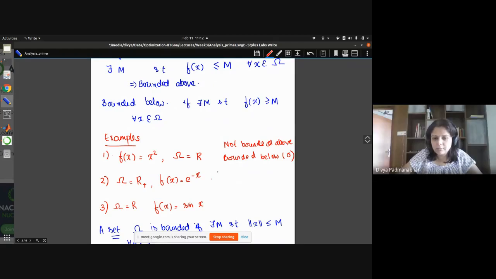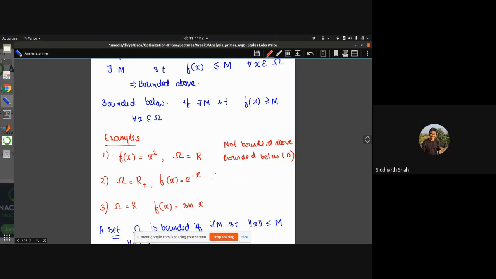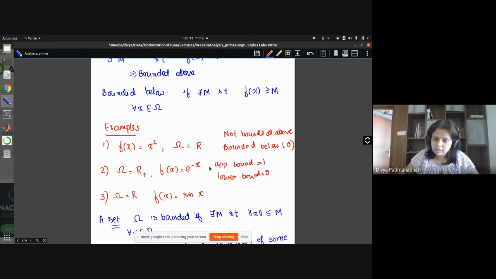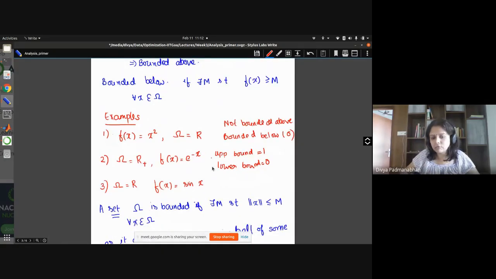Okay, so can you tell me an upper bound? 1. Okay, and lower bound would be 0. Upper bound is 1, sorry, and lower bound is 0. Okay, so if I take the domain omega as R, not R plus, then you won't have this property, right? It won't be bounded. You will still have the lower bound as 0, but the upper bound will not exist then.